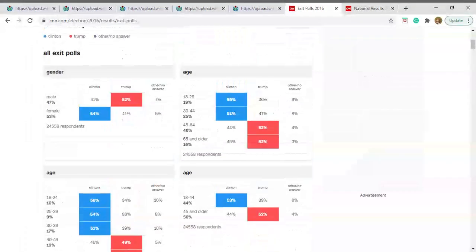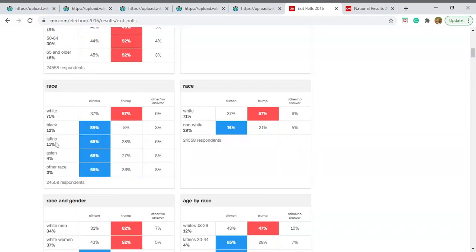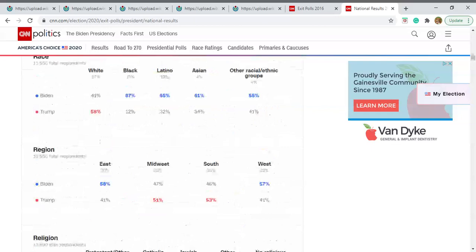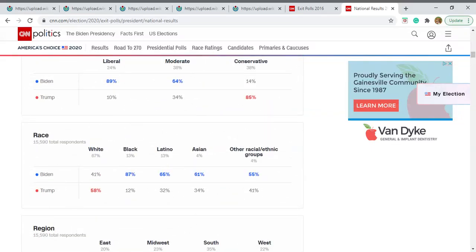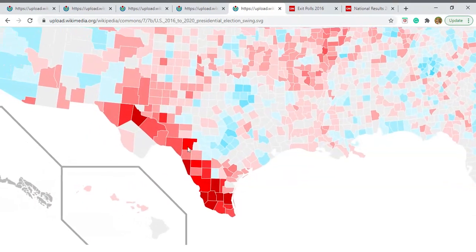So if we look at exit polls from 2016 by race, we look at the Latino vote right here. It made up about 11% of the electorate, and it went for Clinton 66 to 28. And then if we go to 2020, remember 66 to 28, it's 65 to 32. Meaning that Biden lost a point and Trump gained 4. So, big difference, and that's how these areas moved so much.